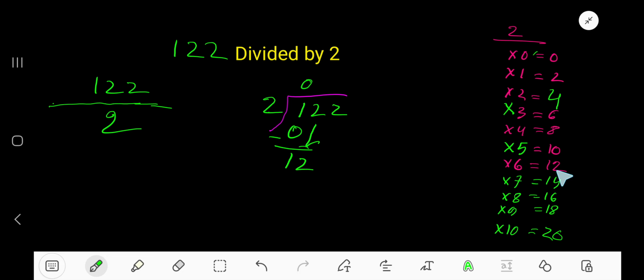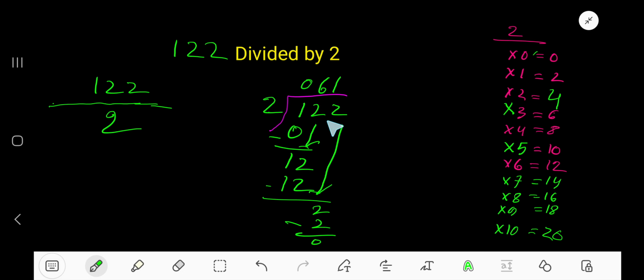Look here, 2 goes into 12 6 times, right? 6 times 2, 12. Okay, so you are getting 0. Bring down this 2. 2 goes into 2 how many times? 1 times, right? 1 times 2, 2, subtract 0.